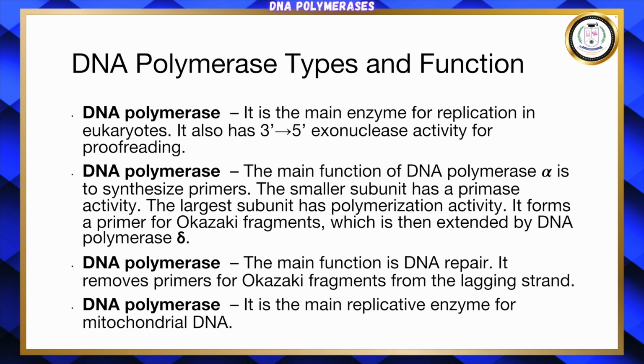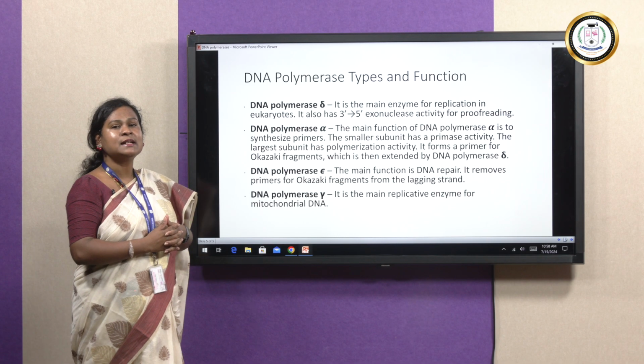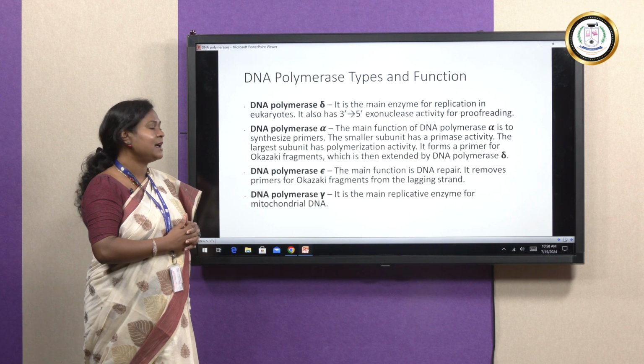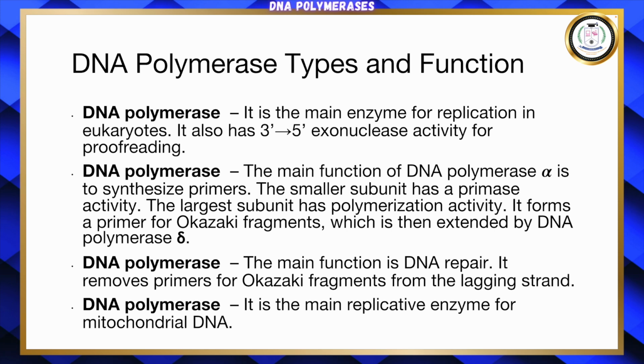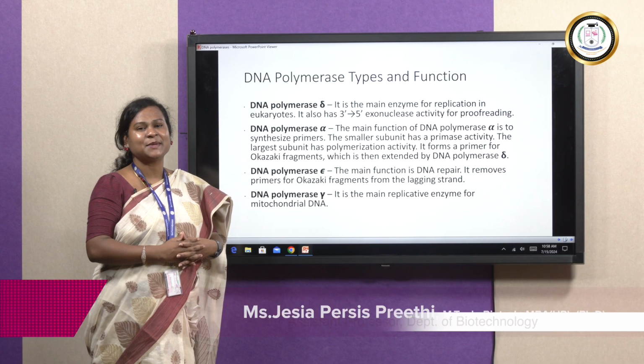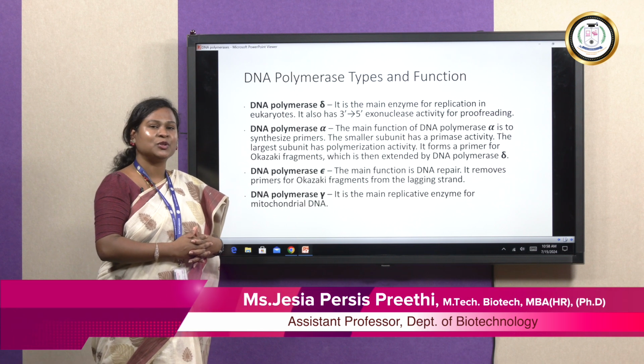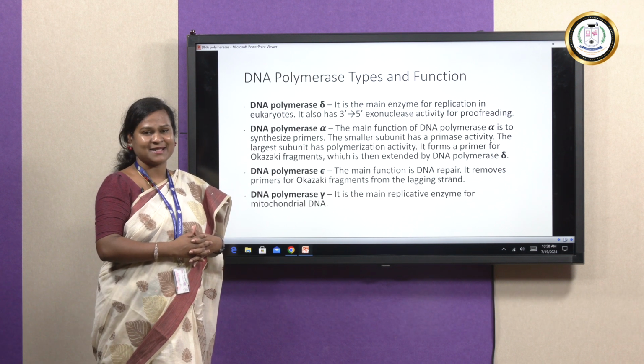DNA polymerase epsilon is for DNA repair, and it removes the primers created on the lagging strand, that is the Okazaki fragments, and seals them back with the help of DNA ligase. DNA polymerase gamma is an important enzyme for mitochondrial DNA replication. So these are the different types of DNA polymerases which we can find in both prokaryotic and eukaryotic organisms. Thank you.